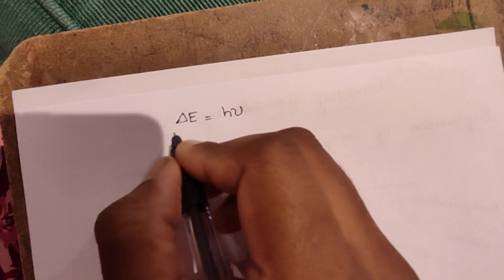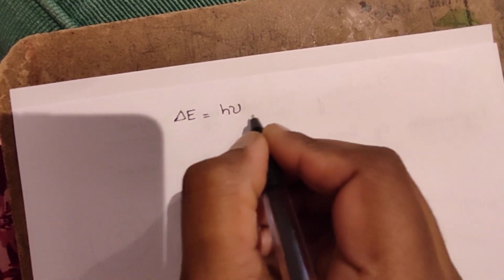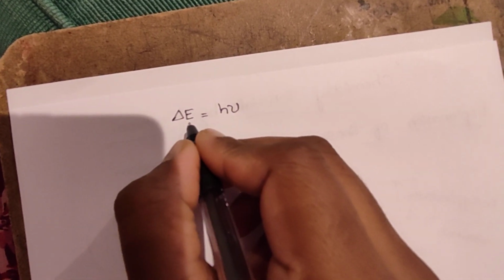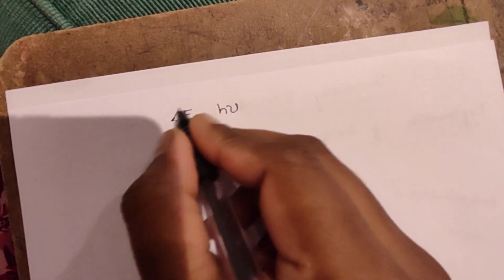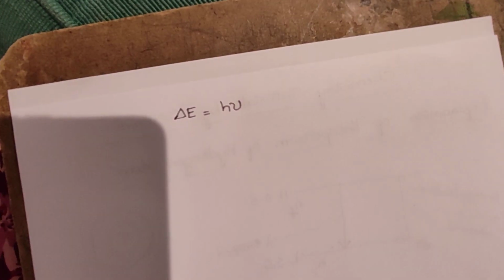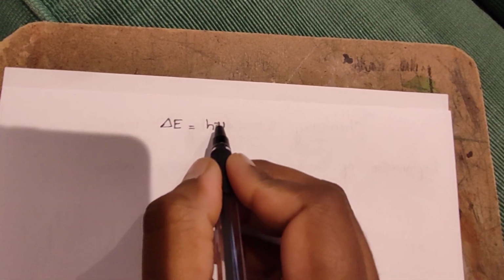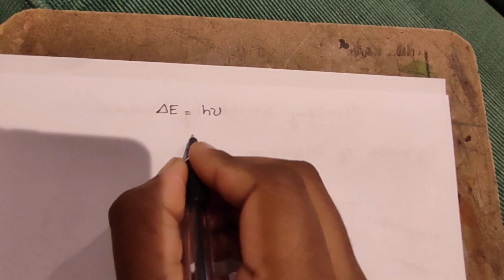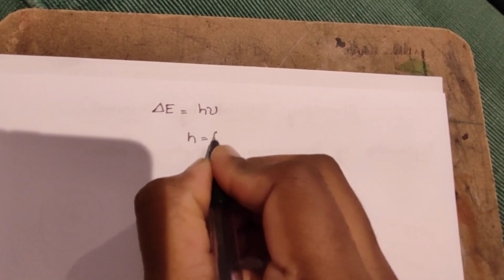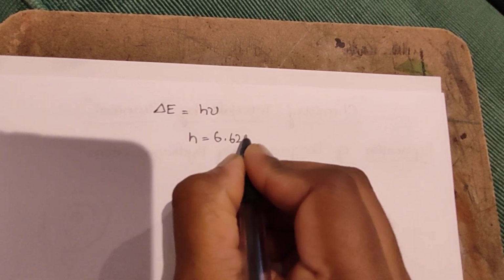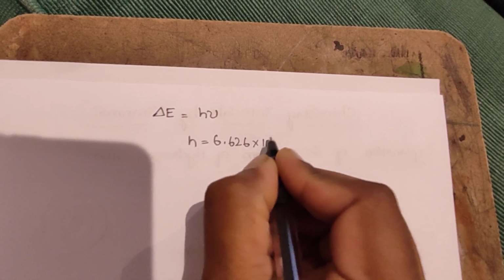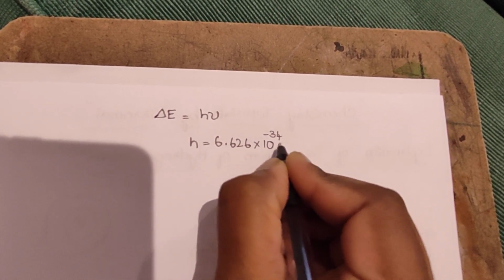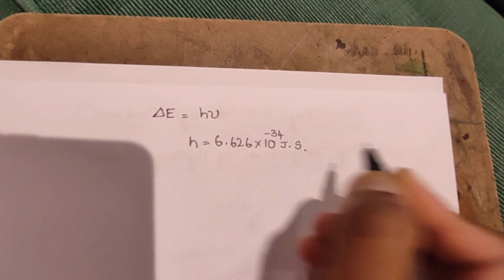So, substituting the values of delta E and Planck's constant h in the given formula gives us the formula to know the frequency of the radiation. Here h is Planck's constant, which has the value of 6.626 into 10 power minus 34 joules second.